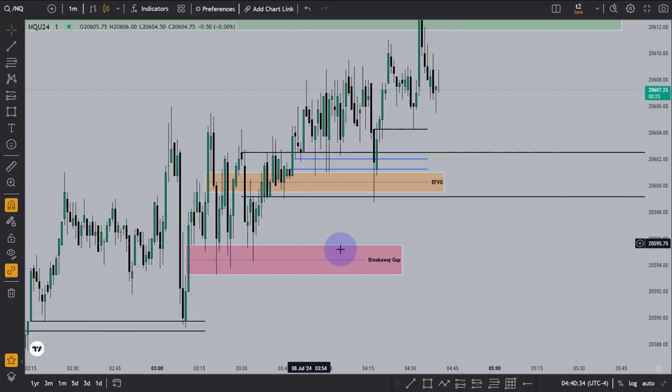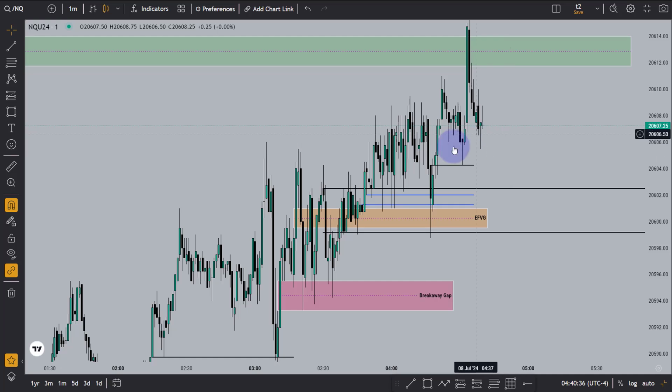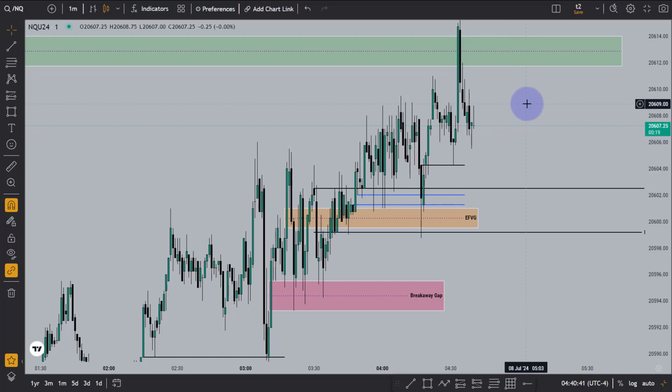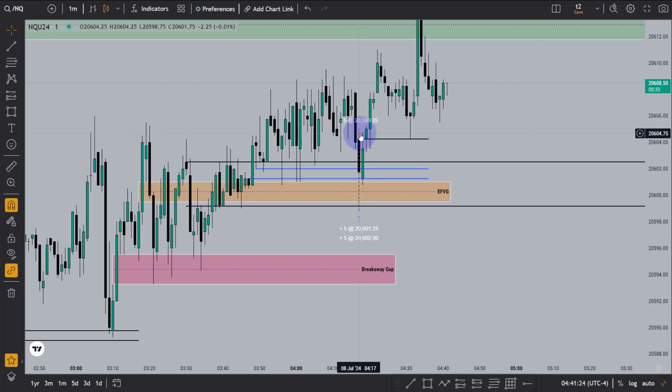So this was the logic for today's London session entry. Now let me show you the execution. You can see that when the market tapped to this bullish 1-minute fair value gap one more time, I took my entry over there. I got stopped out because my stop loss was just below that line. So look at the price over here, everything is over there. I got stopped out over here.